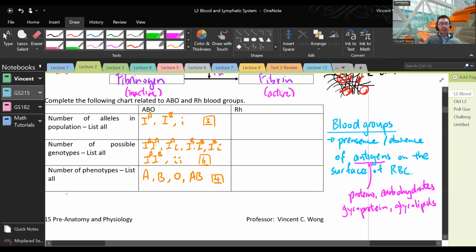Well, this is because IA and IB are dominant. Remember the dominance and the recessive stuff that we learned last semester? IA and IB are dominant over little i, and IA and IB are co-dominant with each other, right?